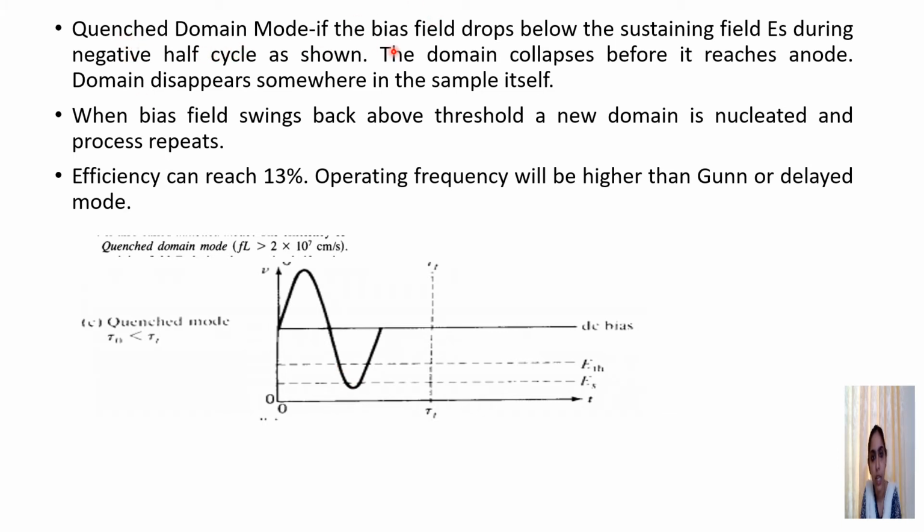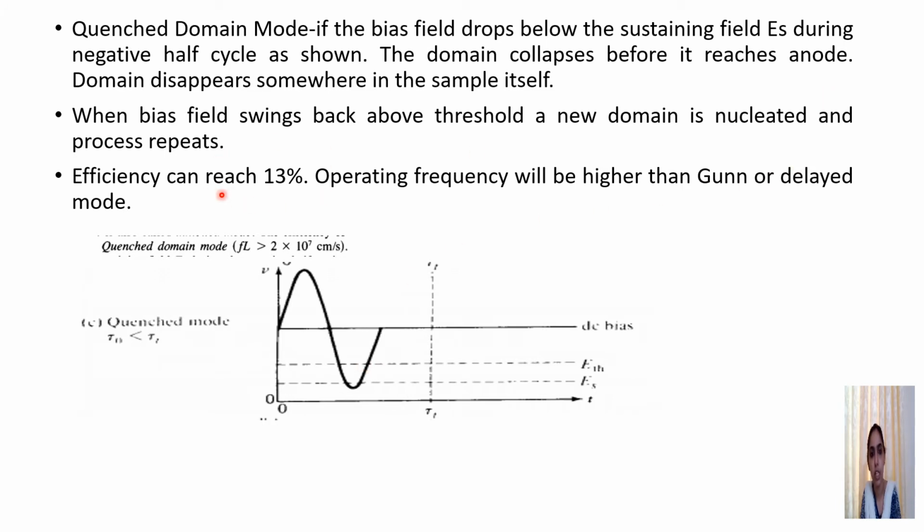So what happens if the bias field is dropping below the sustaining field ES? The domain is going to collapse. So that is why we are saying it is a quenched domain mode. Somewhere in the sample itself it is getting quenched or it is going to disappear. So it does not reach the anode. From the cathode it starts, but before reaching the anode, somewhere in the specimen itself it is getting quenched or disappeared. So when you are drawing, remember the electric field is dropping below the sustaining electric field in the negative half cycle. Okay, so the domain is not going to reach the anode in this case.